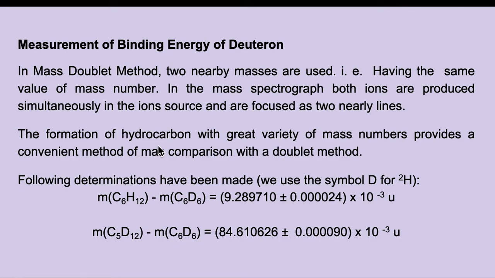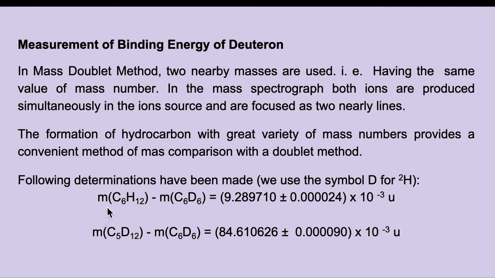The formation of hydrocarbons with a great variety of mass numbers provides a convenient method of mass comparison with the doublet method. And we have mentioned that the mass numbers must be almost the same. So here you are using this, and the difference in masses you can directly measure from that.